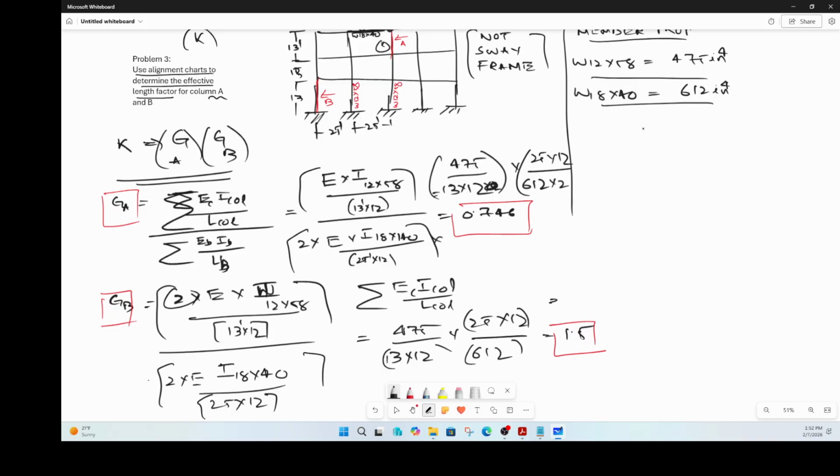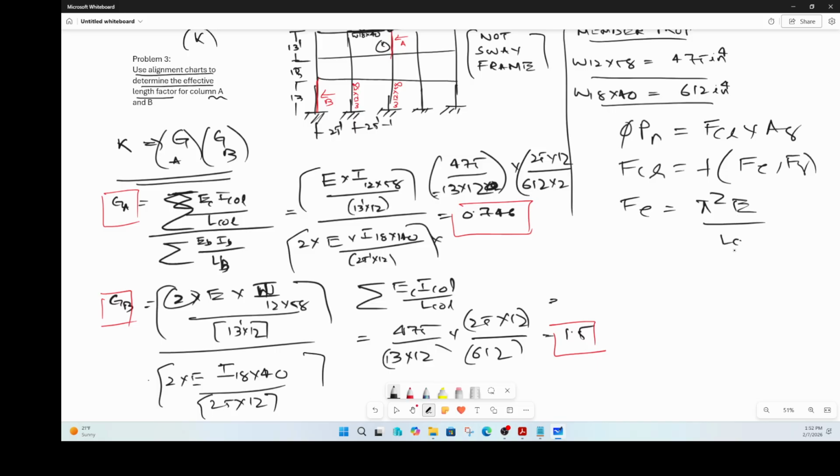Let's say you want to find the phi Pn of that particular column. Then you need Fcr times A gross, right? But you know that your Fcr is a function of your Fe and Fy, okay? But your Fe is nothing but pi squared E over (Lc/r) whole squared, right? Now your Lc is K times L, okay? So in the exam, they'll ask you just phi Pn, what is the capacity of this particular column, but then you'll have to realize all these dependencies and then carefully plug and check all these values.